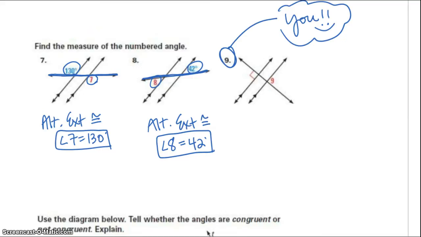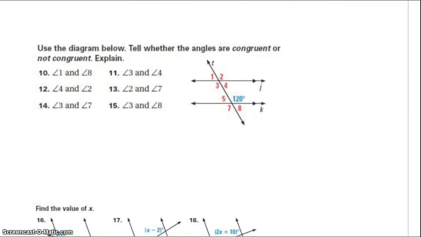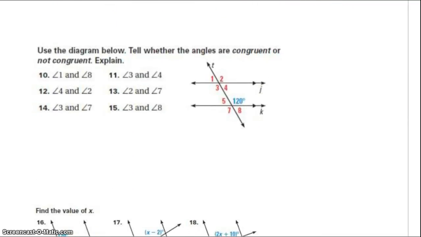All right? So let's go down here. Use the diagram below, tell whether the angles are congruent or not congruent, and explain. I didn't give you a whole lot of room there, so let's just go ahead and write number 10 here. Angle 1 and angle 8. What kind of angles are they? Well, they're alternate exterior angles. And are alternate exterior angles congruent or not congruent? They are congruent. All right, straight from your chart, flip it back and forth if you need to.